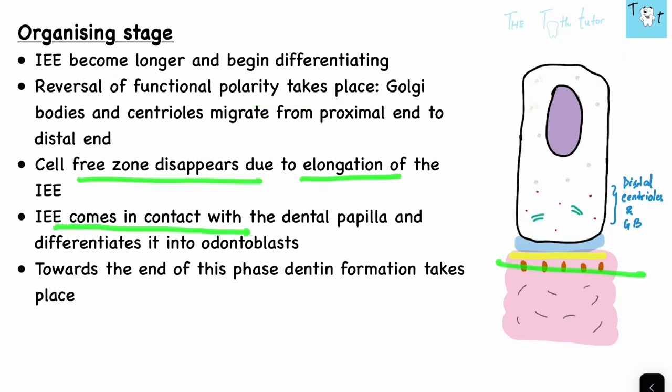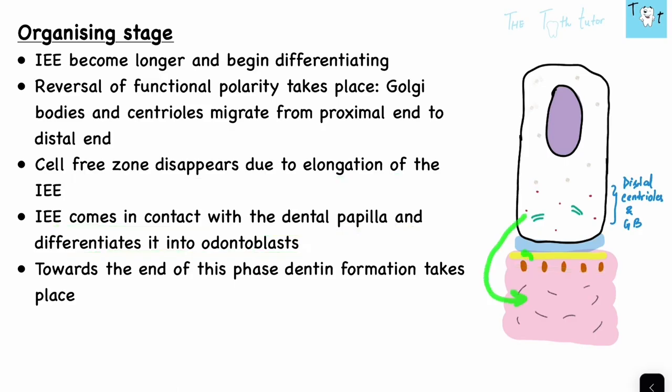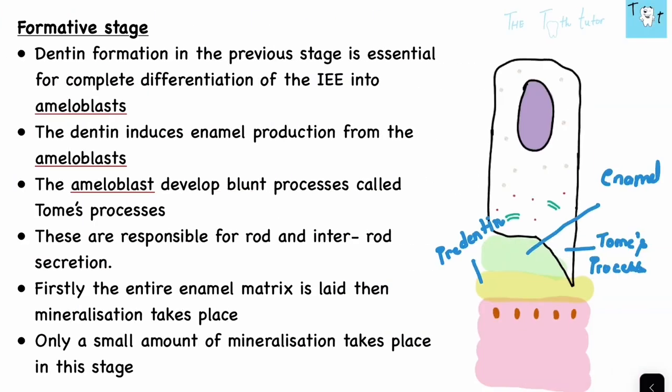Inner enamel epithelium comes in contact with dental papilla and differentiates into odontoblast. So this thing came in contact with the dental papilla, which induced the differentiation of odontoblast. Towards the end of this phase, dentine formation takes place because now the odontoblasts are differentiated, right? So dentine formation will take place.